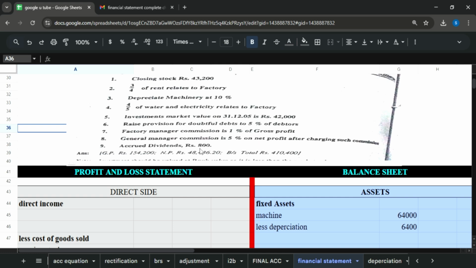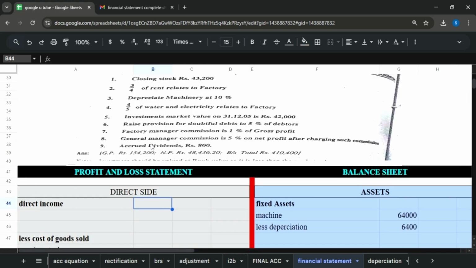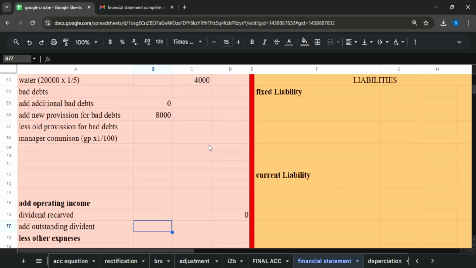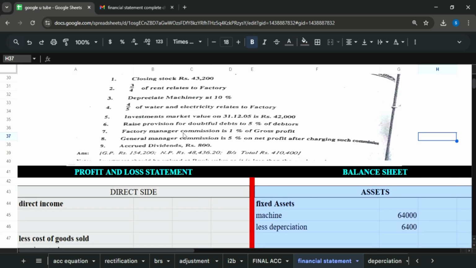Accrued dividends 800. Dividend is your income, so you will go to your operating income side and here dividend received actual, you will add outstanding dividend which is described over here. Accrued means outstanding 800, so you will write 800 over here. I'm sure you have understood. First effect is completed, outstanding income. Second effect will be in current asset side. Here you will write outstanding dividend, amount of which is 800. All right, have you seen that all adjustments we have completed? Accrued dividend was the last adjustment.